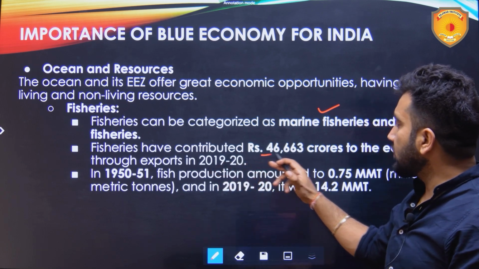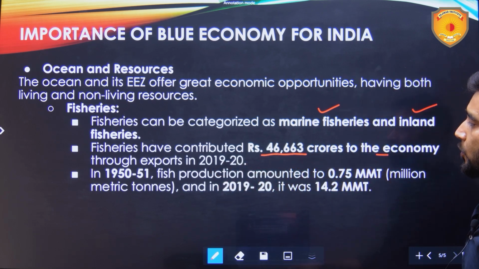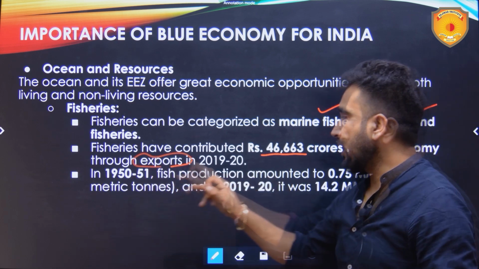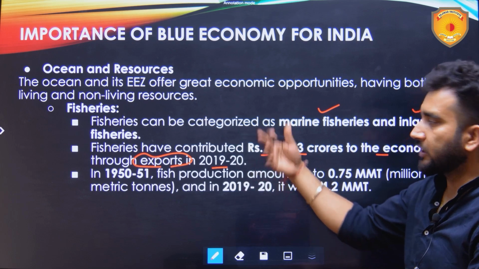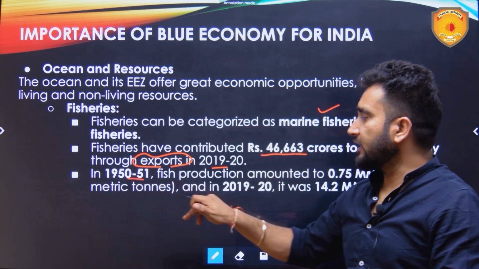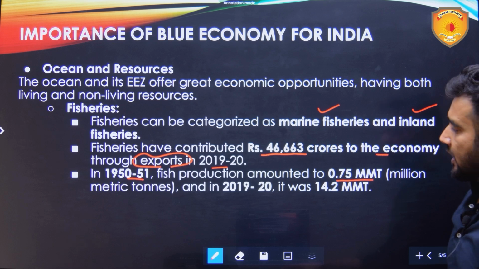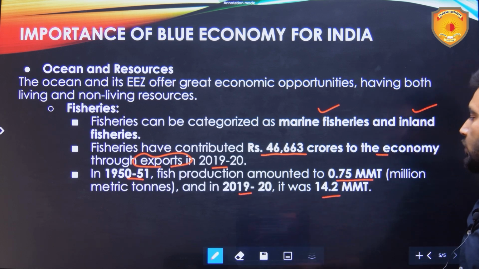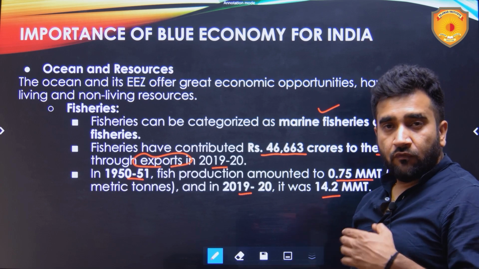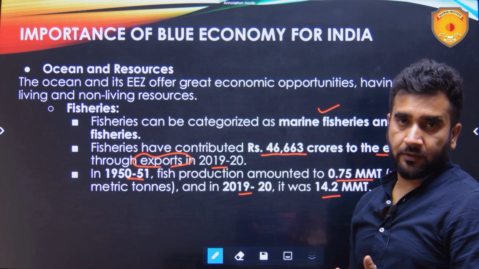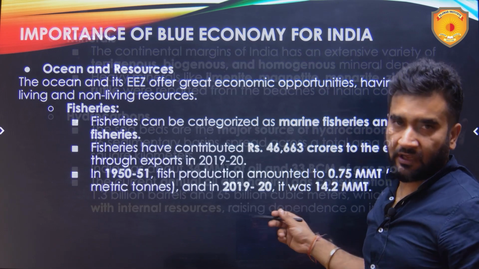Fisheries contributed rupees 46,663 crores to the economy through exports only in 2019-20, leaving aside the domestic consumption, which is more than the exports. In 1950-51, fish production amounted to 0.75 million metric tons, and in 2019-20 it was 14.2 million metric tons. I assume that we have a lot more potential here. We can increase it further to 20 to 30 million metric tons.